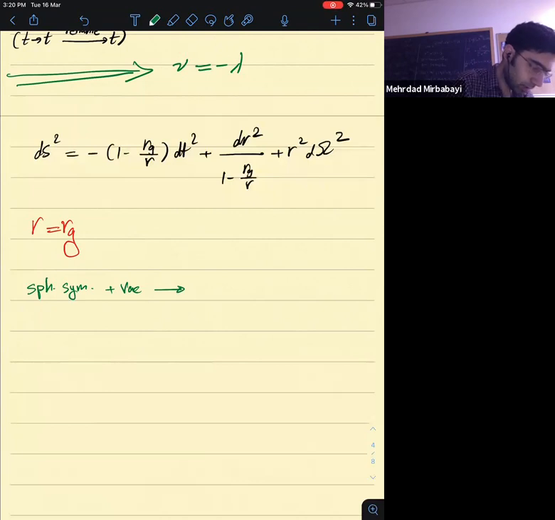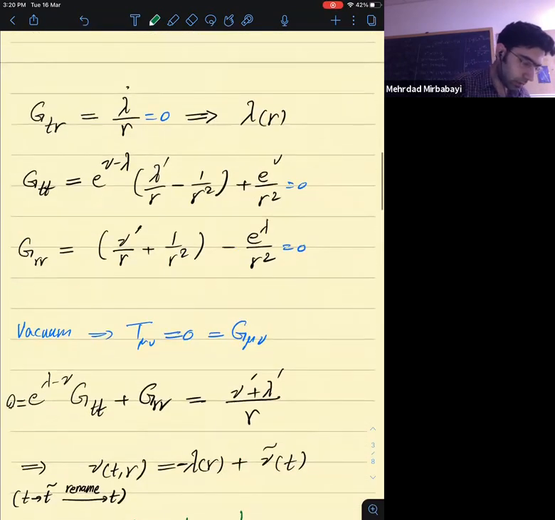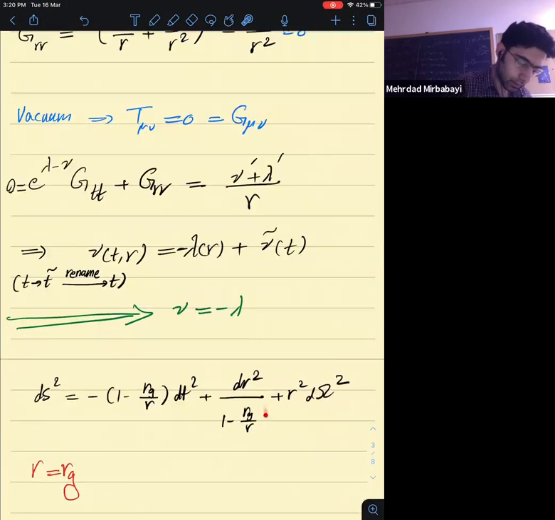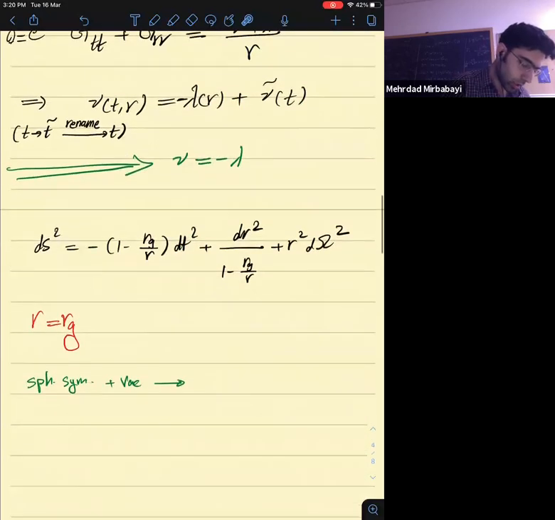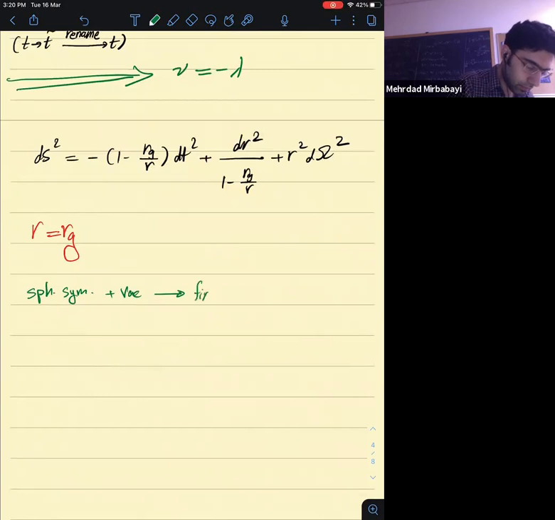So this RG, you see what we did was that we solved this equation, right? This is a first order differential equation, so it has one integration constant. That RG that I have here is the integration constant of that equation. So the assumption of a spherical symmetry plus vacuum has fixed the solution up to one integration constant.